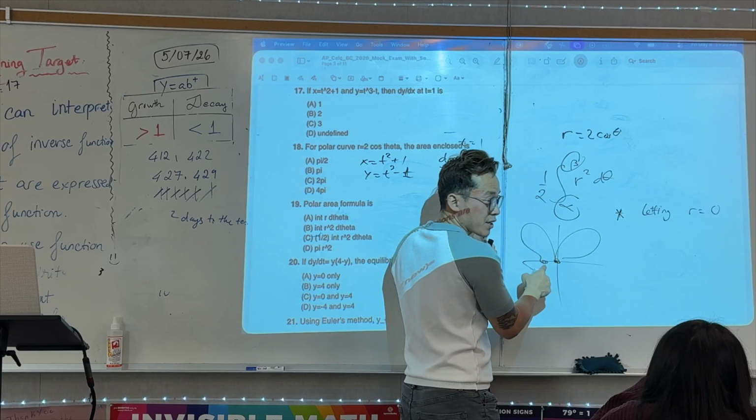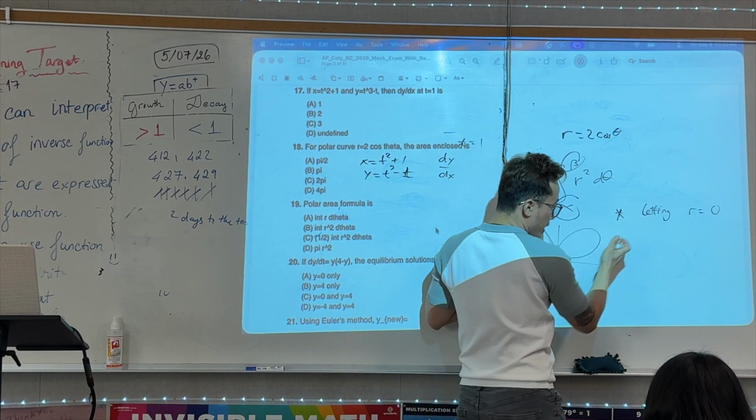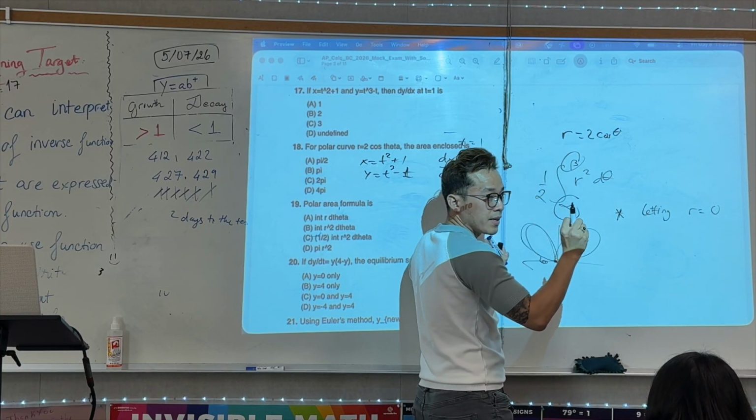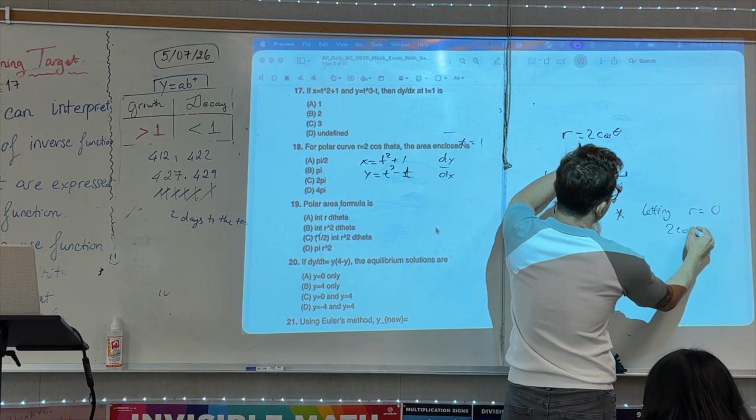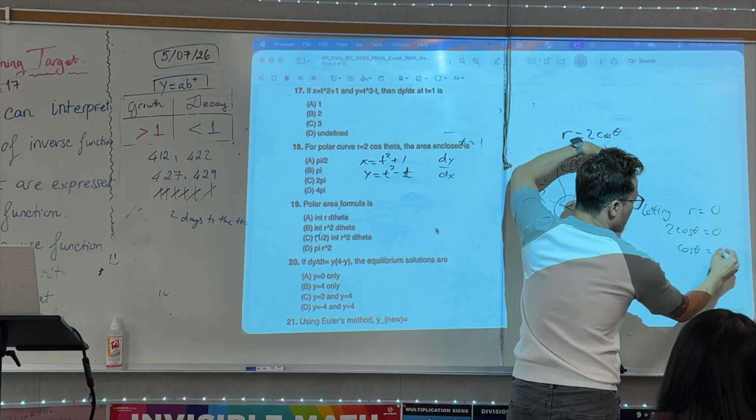You're gonna find where to stop. And usually they stop when they cut the x-axis, so when it's R equal to 0. When the radius is 0. So let 2 cosine theta equal to 0 and you solve for it. That means cosine theta equal to 0.